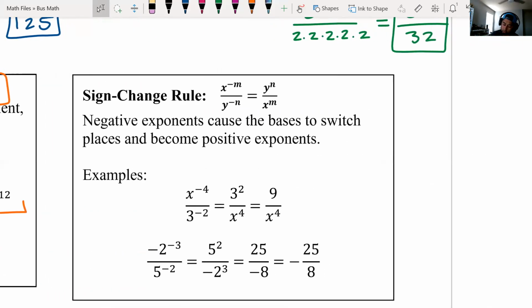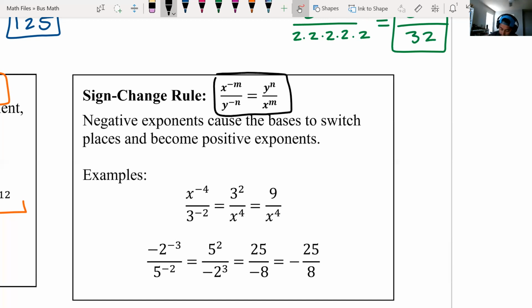And hopefully the last rule, I doubt it though. Sign change rule. x to the negative m over y to the negative n. All you will do is flip them over each other, and you'll get y to the positive n over x to the m. So this uses the negative exponent rule. Okay, so keeping it simple, just flip them over each other and change the sign on the exponent.